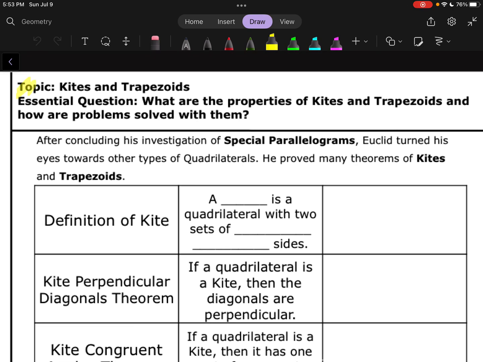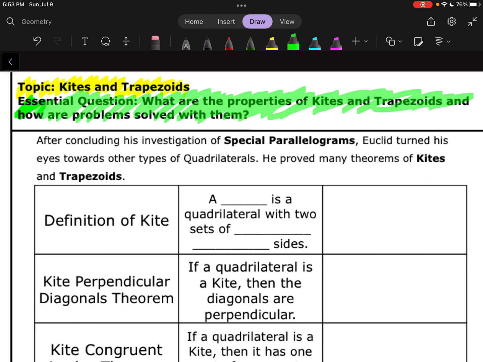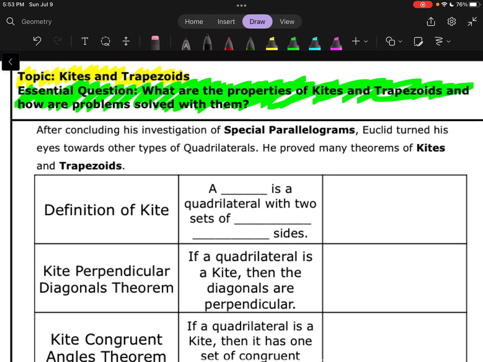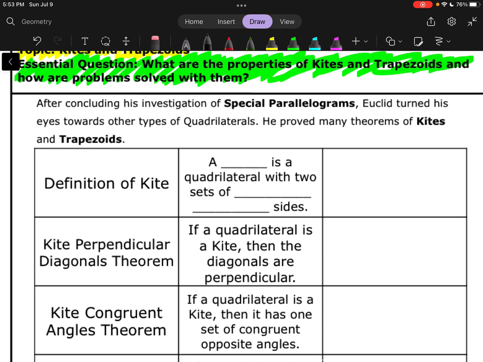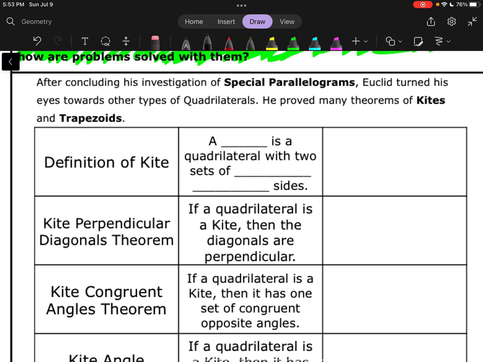Okay, the topic here is going to be kites and trapezoids. Our central question is: what are the properties of kites and trapezoids, and how are problems solved with them? After concluding his investigation of special parallelograms, our guy Euclid, the father of geometry, turned his eyes towards other types of quadrilaterals. He proved many theorems about kites and trapezoids.